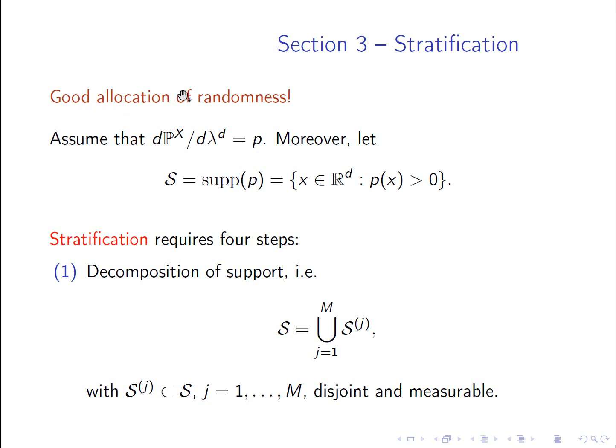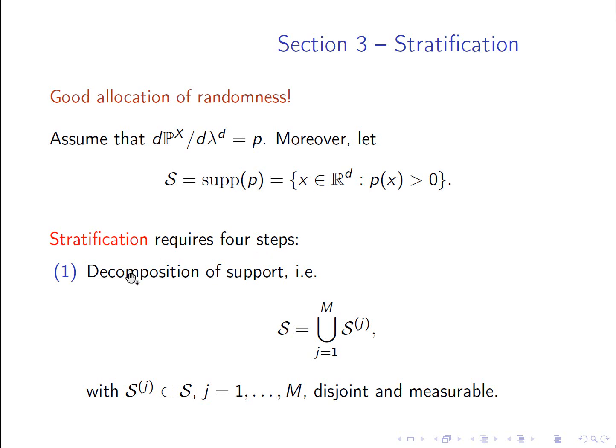And we will again use that our random variable has a density with respect to the Lebesgue measure. So we are d-dimensional, so we have a density with respect to the d-dimensional Lebesgue measure, and we write p for this density. And we also need as a notation the support of this density, so curly S is the support of p, and these are all the x's such that p(x) is greater than 0. Okay, that's the setup. A random variable with a density with respect to the Lebesgue measure, the support of this density is curly S. And then stratification requires 4 steps.